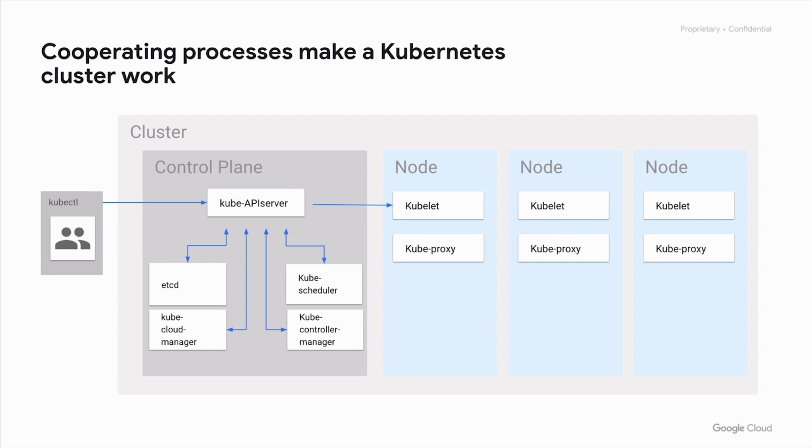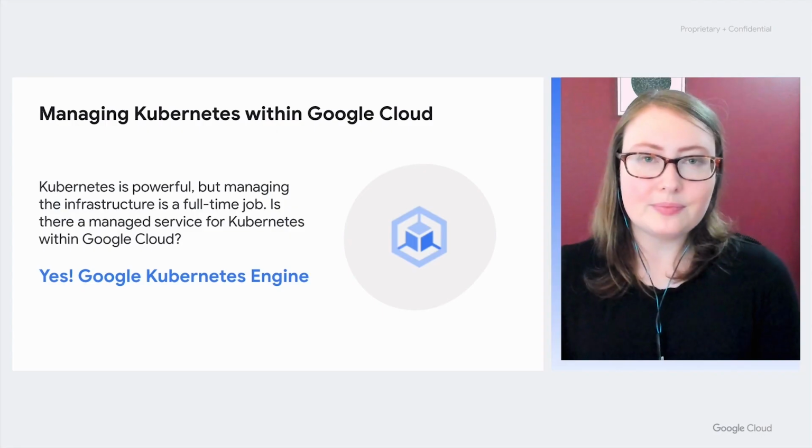So kubeproxy's job is to maintain the network connectivity among pods in a cluster. In open source Kubernetes, it does so using the firewalling capabilities of IP tables, which are built into the Linux kernel. So later we'll learn how Google Kubernetes Engine handles pod networking.